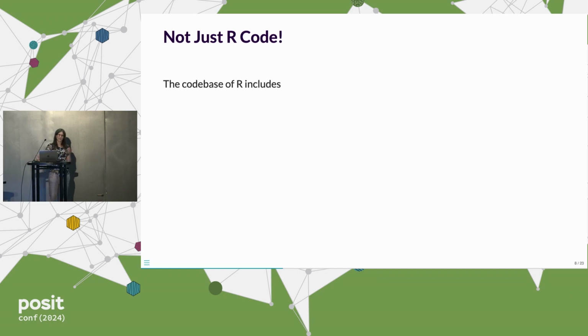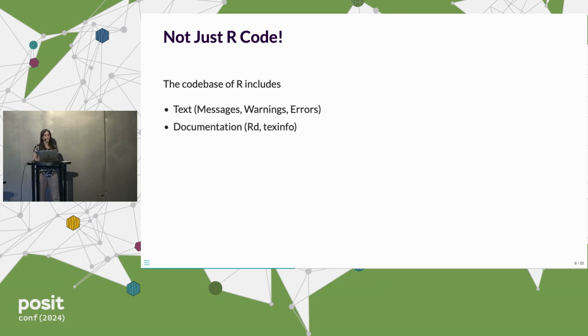Okay, so the first way is the obvious way, contributing to the code base itself. But the code base doesn't just include R code. It includes text, the messages, warnings, and errors that you see when you're using R. It includes documentation, the R help files, but also the R manuals. The help files are in Rd format, the manuals are written in a thing called Texinfo. And then there's code, but it's not just R code. There's a huge amount of C code in base R, and there's also other languages like Fortran and Bash. So many of you will have skills that you can potentially contribute here.